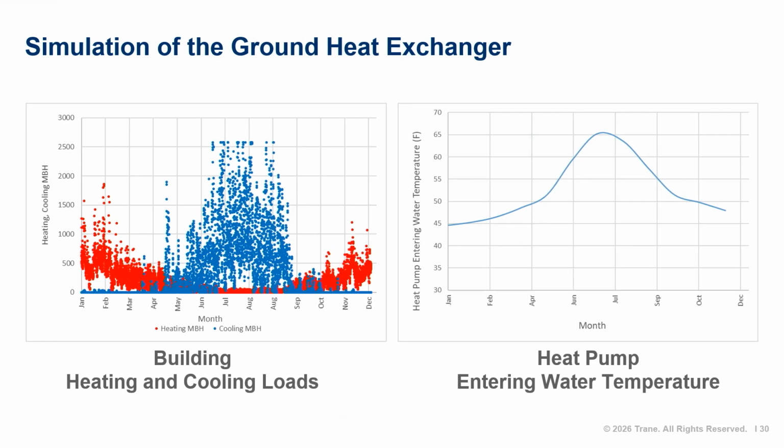The hourly load data on the left shows winter heating loads and summer cooling loads. During cooling season, we're rejecting heat to the ground, so the temperature goes up. And in heating season, we're pulling heat from the ground, so the temperature goes down. The chart on the right shows the calculated fluid temperature entering the heat pumps. Notice that this project has a slight increase in temperature at the end of the year compared to the start. Let's call this temperature drift.